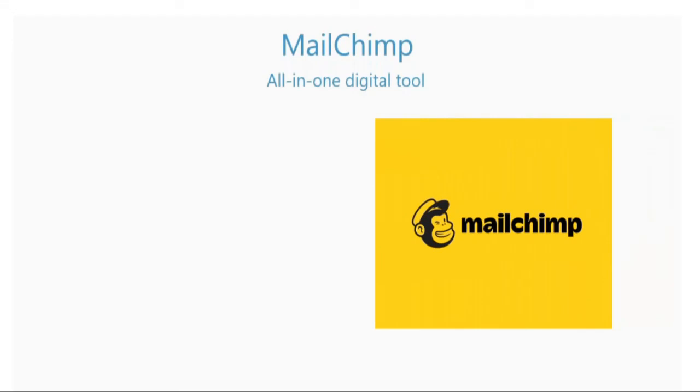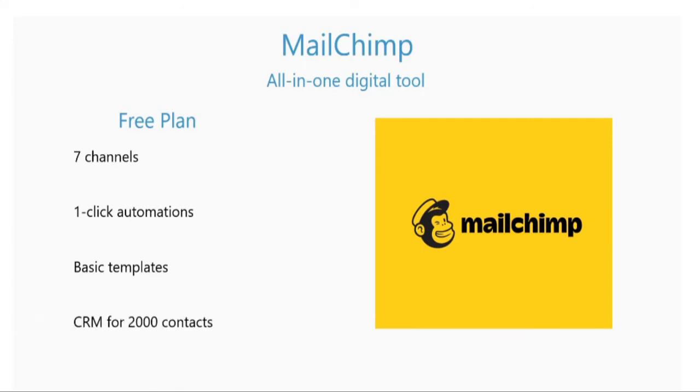MailChimp used to be known as an email marketing platform, but it has since evolved. You can create and publish emails, organic social posts, paid social, remarketing ads, forms, landing pages, and more. The free option allows you 7 channels, automations, so one-click automations, which are very easy to set up. You set it up and you don't have to think about it anymore. Basic templates, and a CRM to house up to 2,000 contacts, which is quite a bit when you're just starting out. The more advanced options offer in-depth reporting and A/B testing, just to name a few.